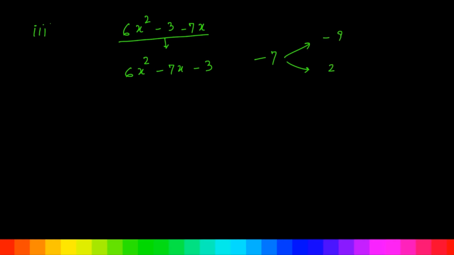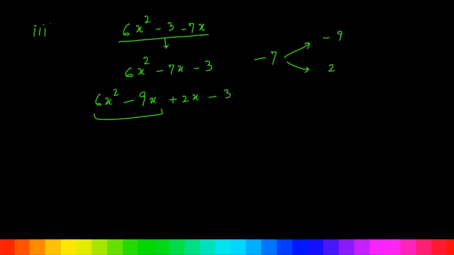6x square minus 3 minus 7x. First of all, we'll have to write it in the standard format, like 6x square minus 7x minus 3. Now we'll split the middle term. So minus 7 will be split into minus 9 and 2: 6x square minus 9x plus 2x minus 3.